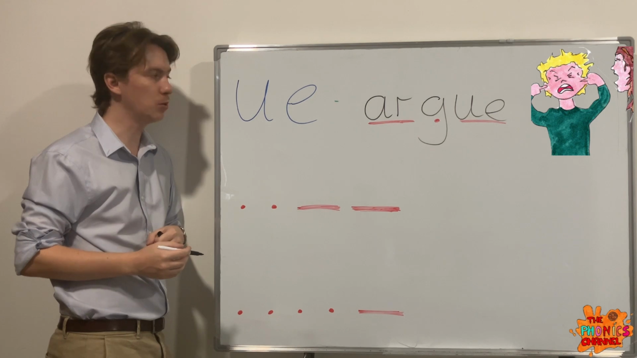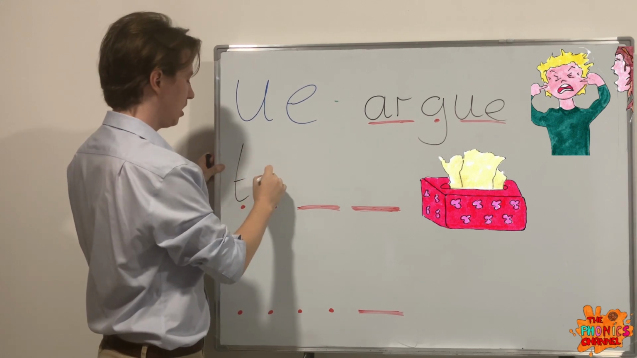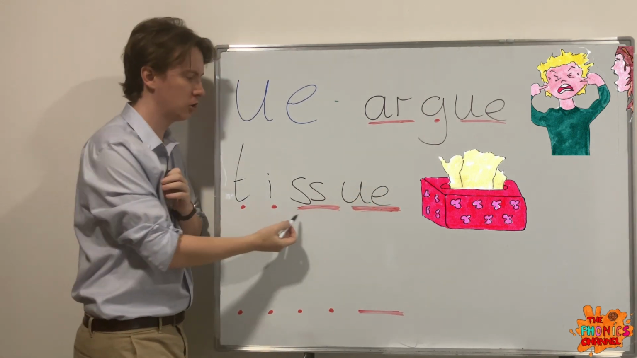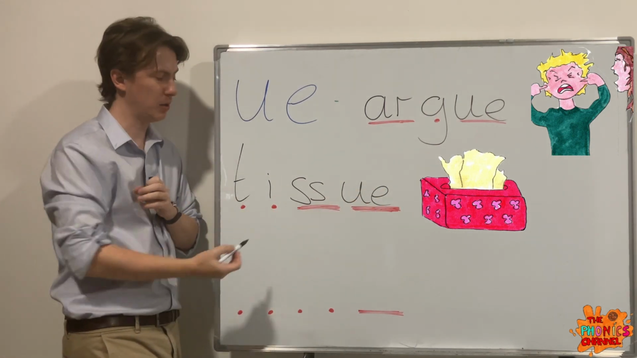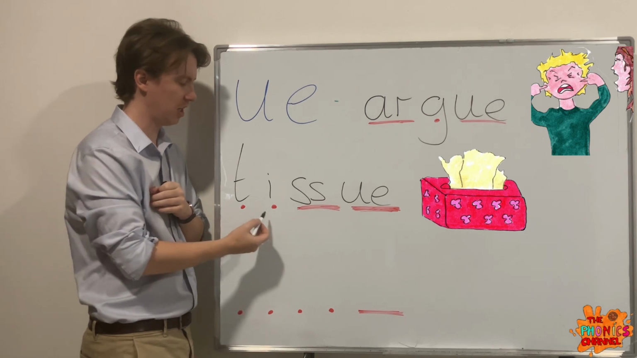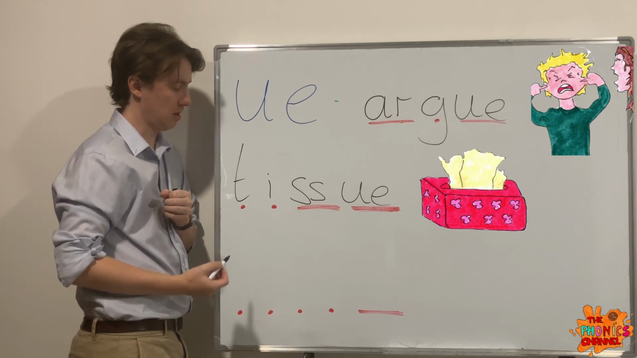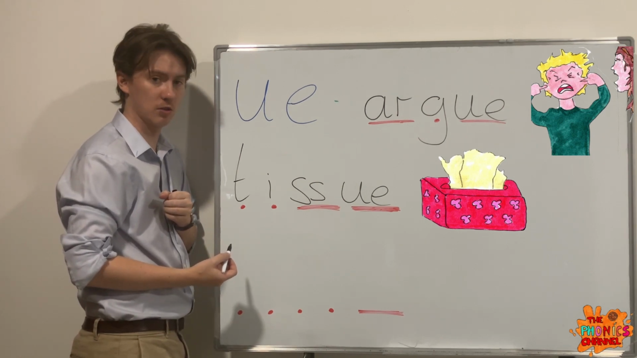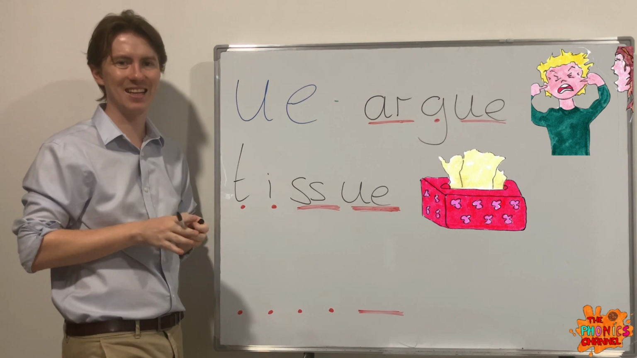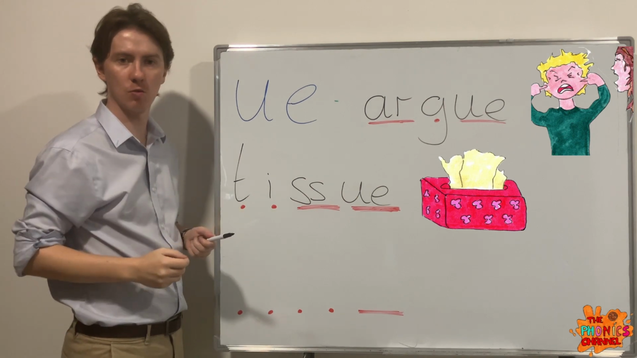And the next word with the U sound in it is tissue. T-I-sh-u. Tissue. We have the double S letters making the sh sound in this word. T-ish-u. Tissue. So that has 6 letters with 4 sounds. I need to blow my nose using a tissue. Could be a sentence.